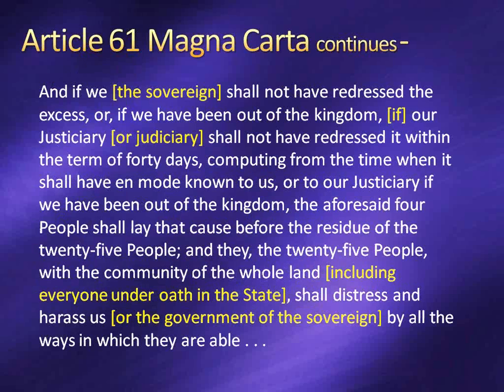Let's look again at Article 61, Magna Carta, as it continues. And if we, the sovereign, shall not have redressed the excess, or if we have been out of the kingdom, if our judiciary shall not have redressed it within the terms of 40 days, computing from the time when it shall in mode known to us, or to our judiciary, if we have been out of the kingdom, the aforesaid 4 people shall lay that cause before the residue of the 25 people, and they, the 25 people, with the community of the whole land, including everyone under oath in the state. That means all the sworn public servants are subject to this as well, shall distress and harass us, or the government of the sovereign, by all the ways in which they are able.